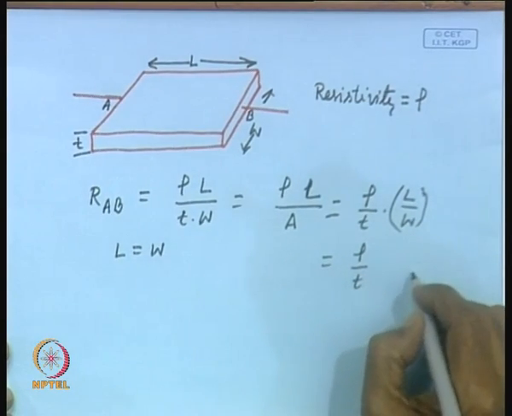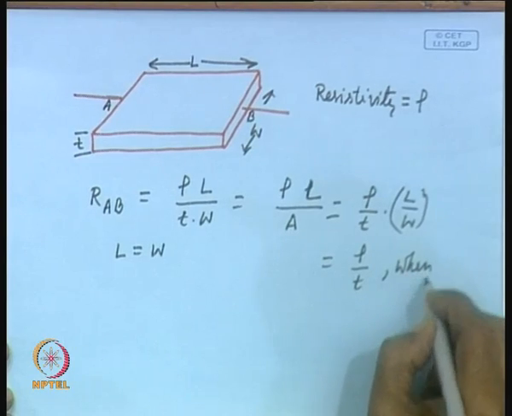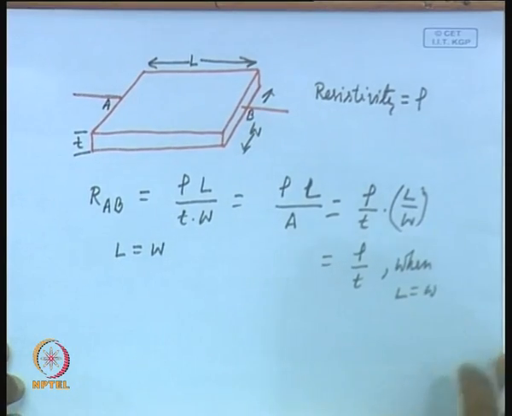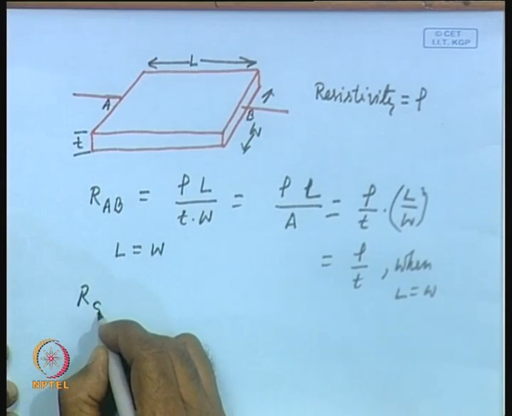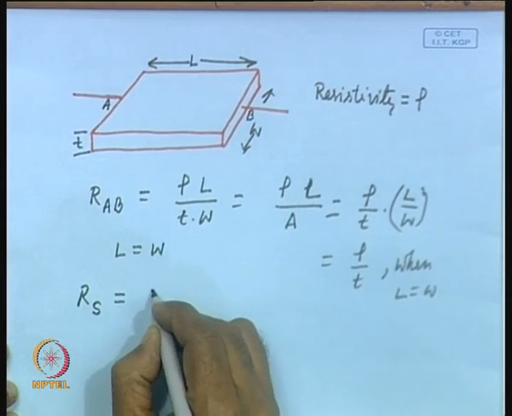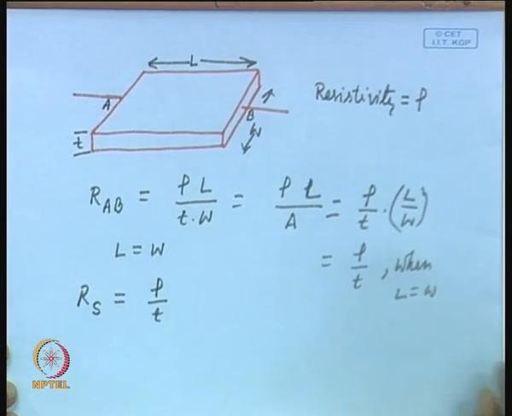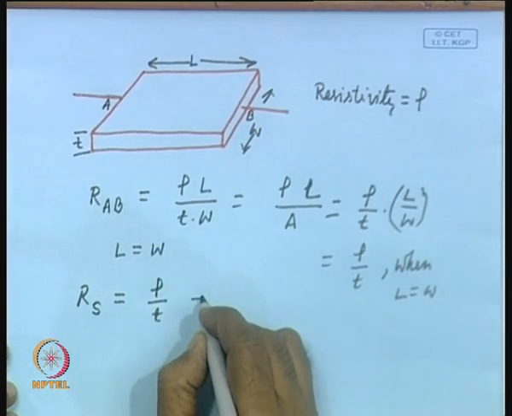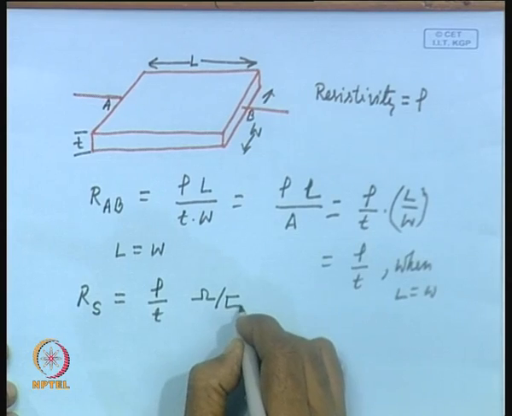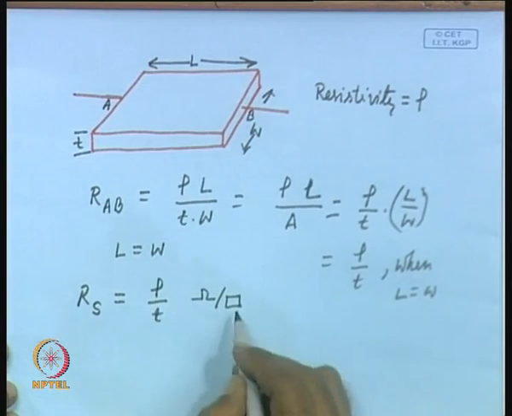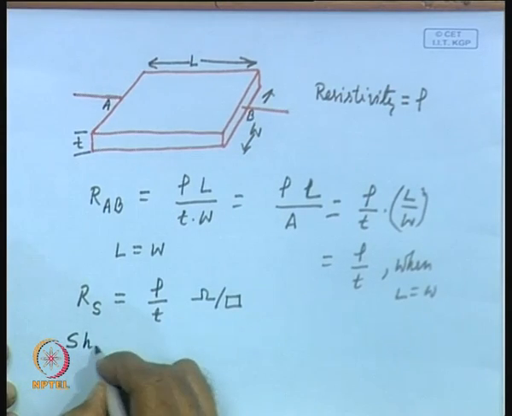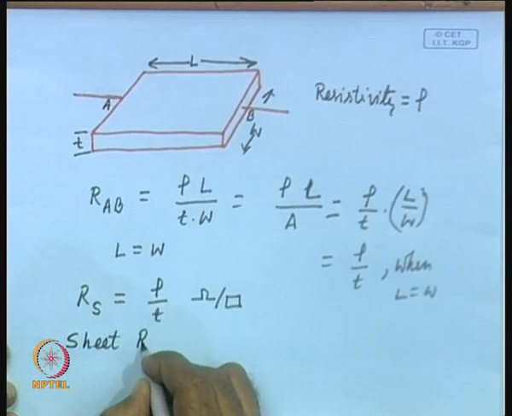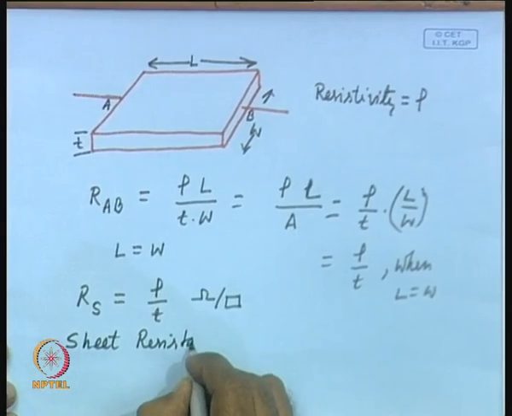When L is equal to W, we define a parameter known as RS. RS is equal to rho by T, and the unit is ohms per square. So, ohms per square is the unit of the sheet resistance. This is called the sheet resistance of the material.